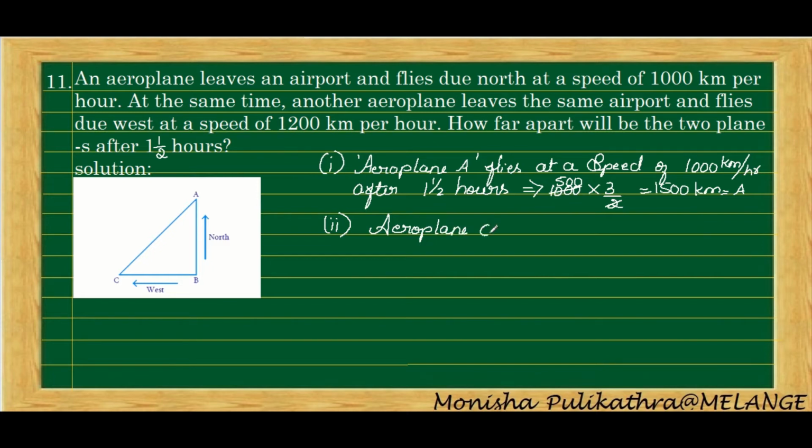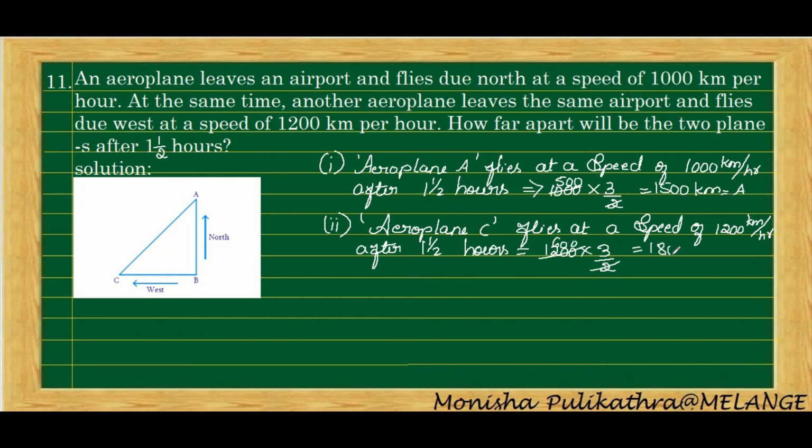So aeroplane C flies at a speed of 1200 kilometers per hour. We know the speed and need to find the distance. After 1.5 hours, this aeroplane C reaches, so speed is 1200 into time, which is 3 by 2 hours. So it is 1800 kilometers. So this is aeroplane C.